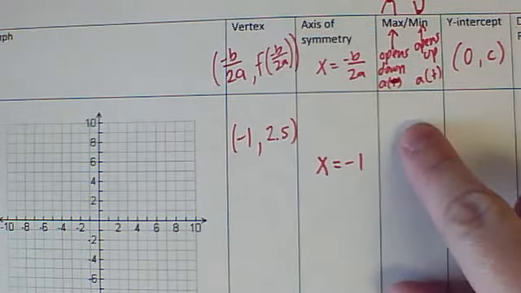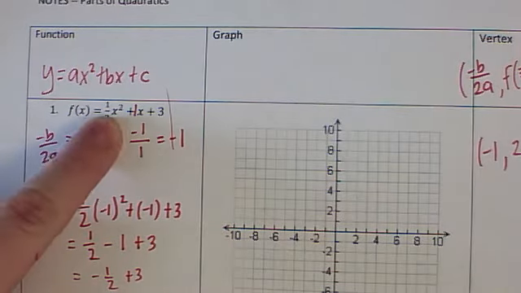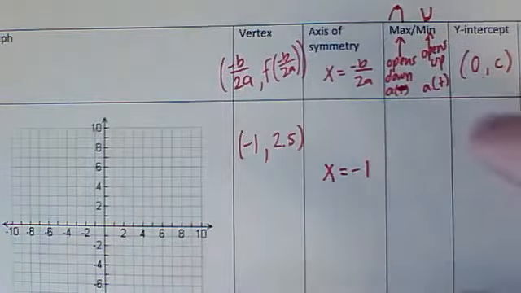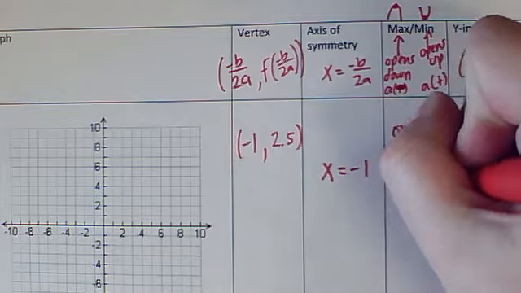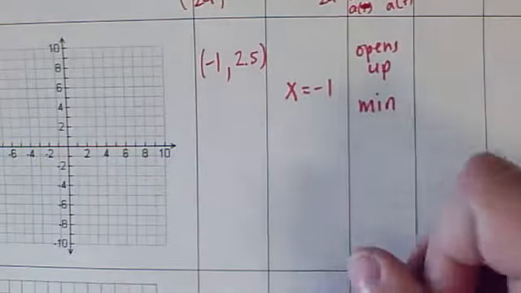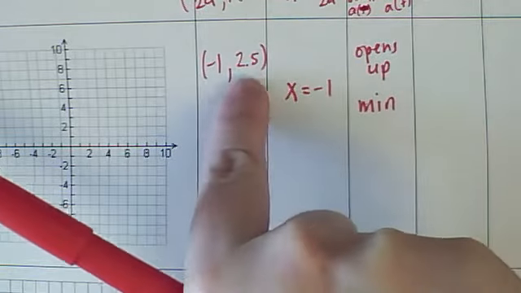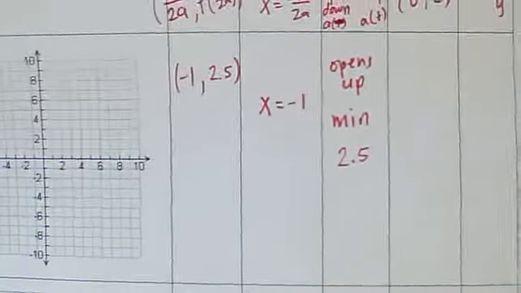So min or max. Well, let's go look and see what our a is. Our a is a positive 1/2. So over here, if a is positive, it opens up, which means it's a minimum. And then I want to know what that minimum value is. So the minimum value is going to be the y value of your vertex. So it's a minimum at 2.5.